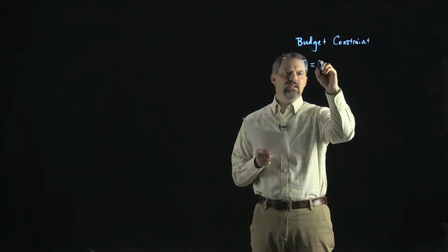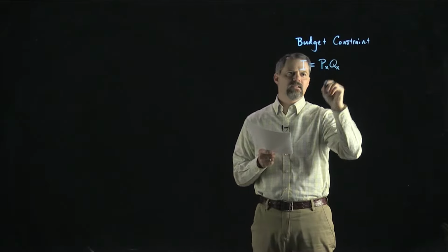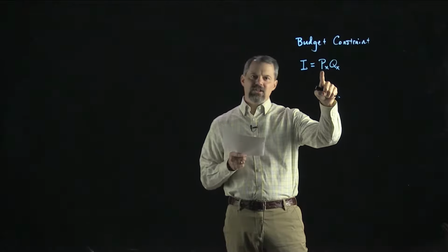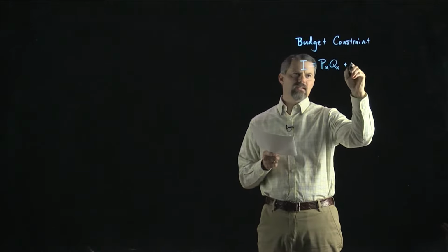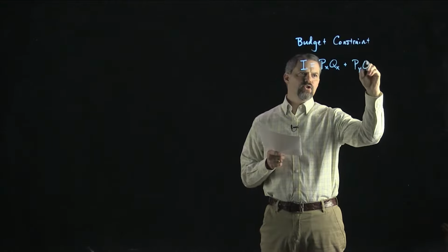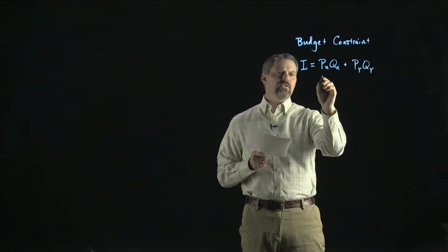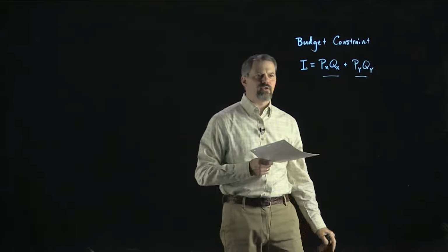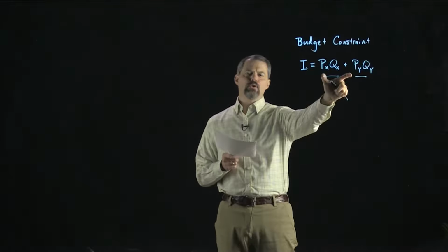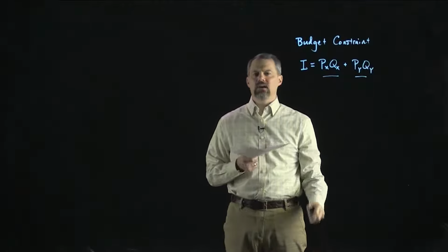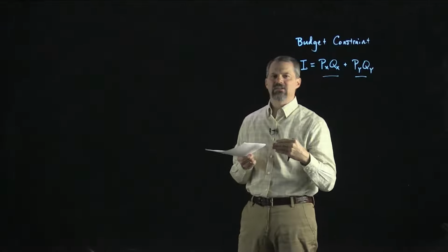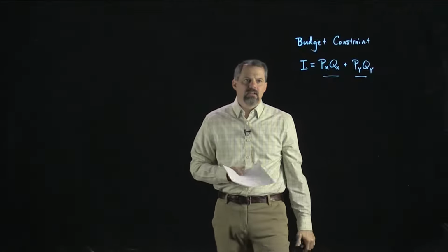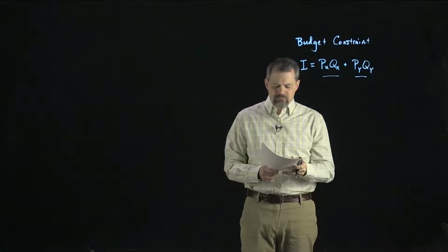So it's going to be PX times QX, the number of units of X that you buy, multiplied by however much each of those units costs, plus PY QY. So this is the total amount you spend on good X, and this is the total amount you spend on good Y, and those two amounts have to add up to your income. Remember, it's going to add up to exactly your income because you're going to spend all of your income. You're not going to save, and you can't borrow.